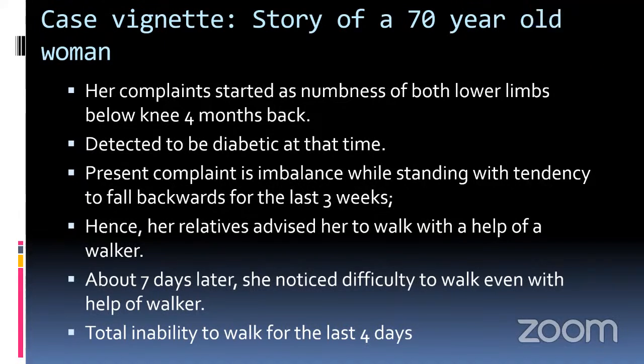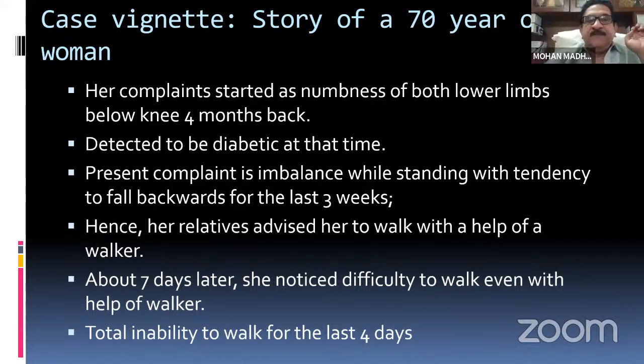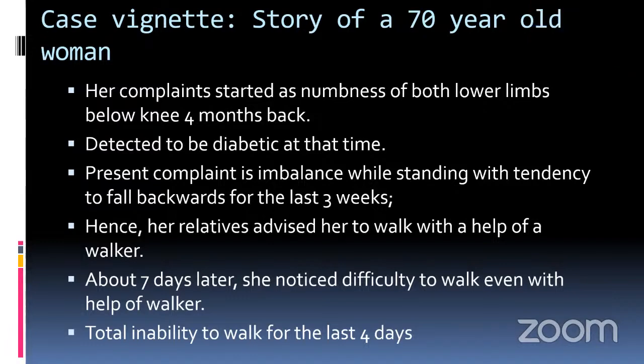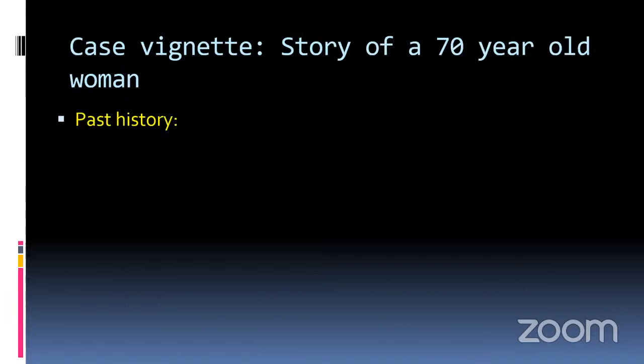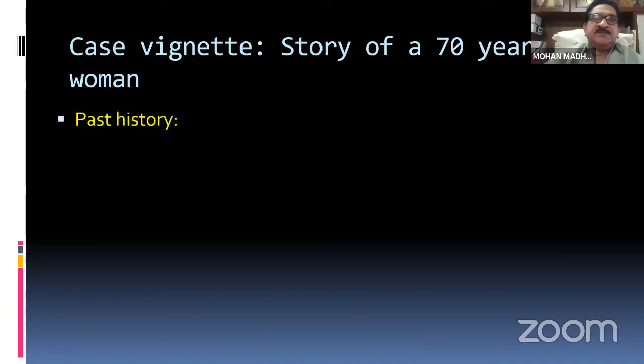The story is that she was treated for complaints of numbness 4 months back. She went to the doctor, who diagnosed diabetes, and then she was able to walk normally without any problem. The complaint started 2 weeks back: imbalance while standing and tending to fall backward. Hence, she was advised to walk with the help of a walker. One week later, she noticed difficulty even with the help of a walker, and inability to walk for the last 4 days. Please mute the mic unless necessary, otherwise extraneous noise will come.